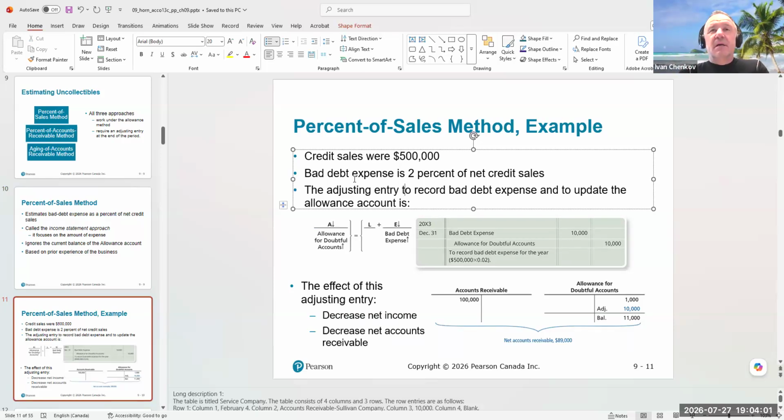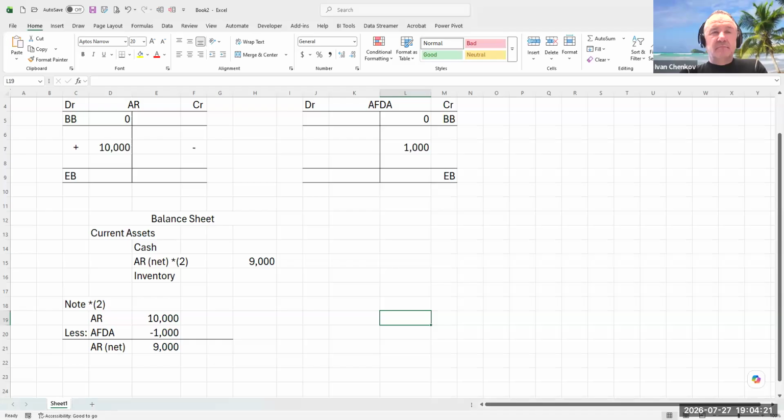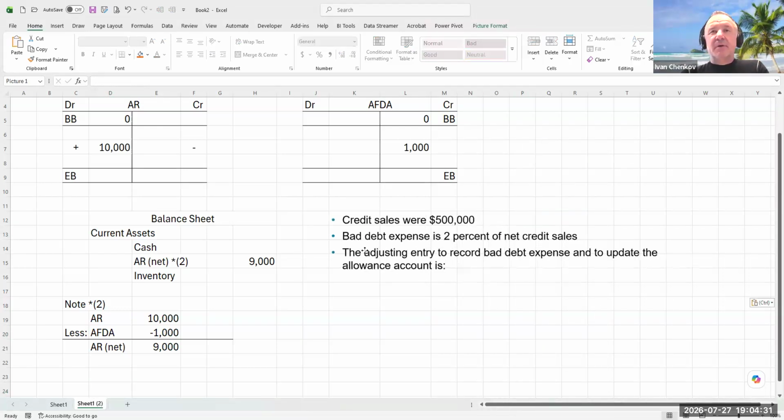It's going to look like this. Credit sales were $500,000. Bad debt expense at 2%. Now we have to prepare adjusting entries. Let's go to this Excel spreadsheet since I already created it. Let's start using it. So let's paste this as a picture. So now we have credit sales of 500,000, but that expense is 2% of the credit sales.